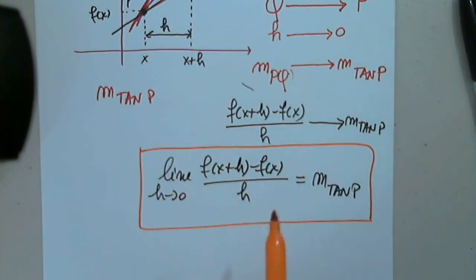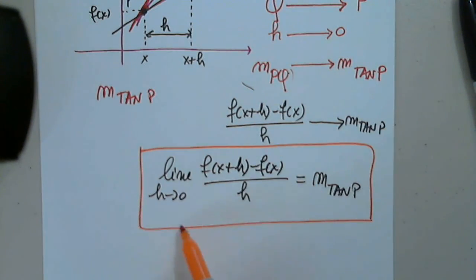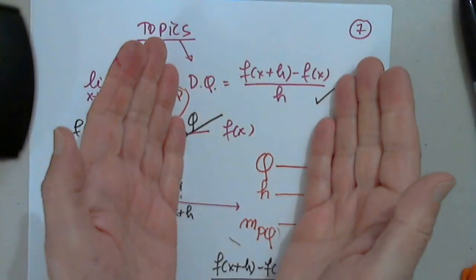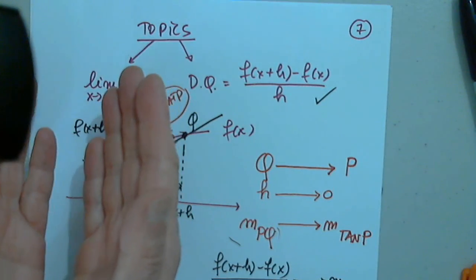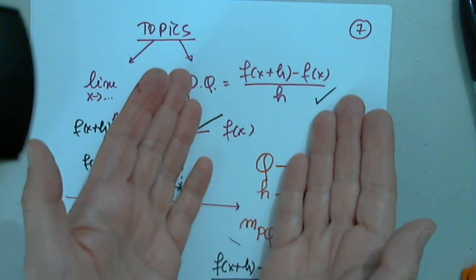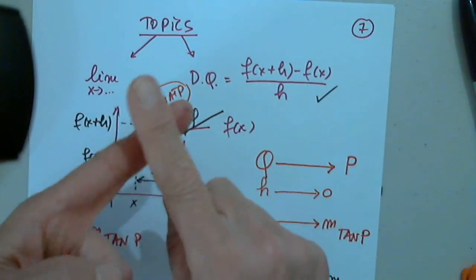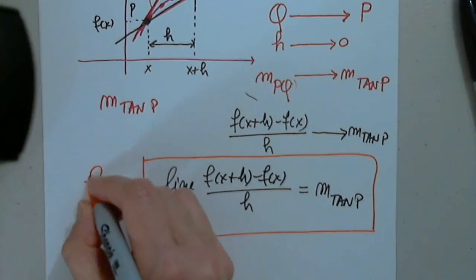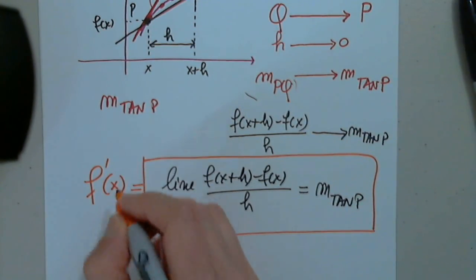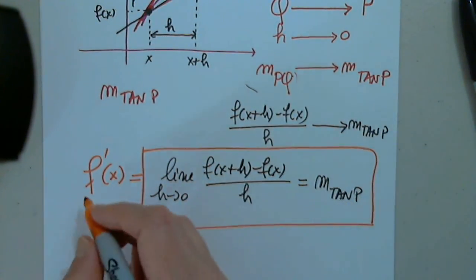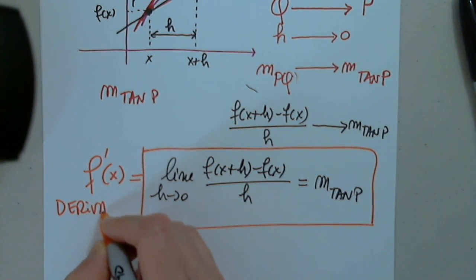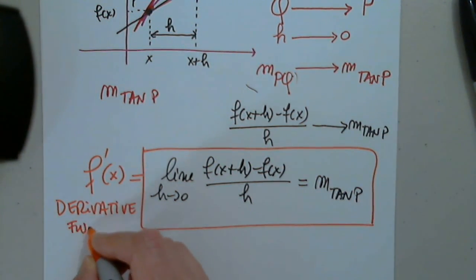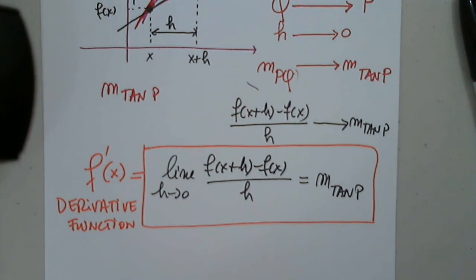And I'll stop right here. I just want to mention this has a name. So this has a name. This has a name. This is an operator. This is a difference quotient. When we put them together, we get something called f prime of x, the slope of the tangent line, which is the derivative function of function f, the derivative function of f of x.